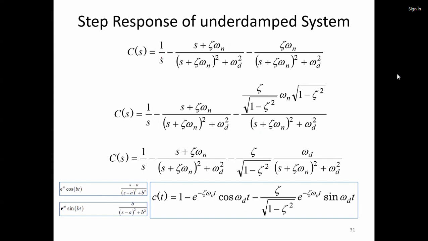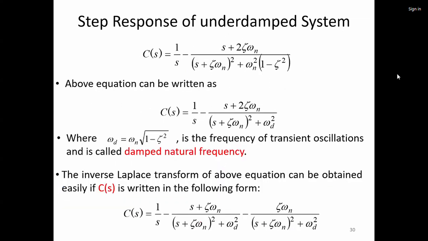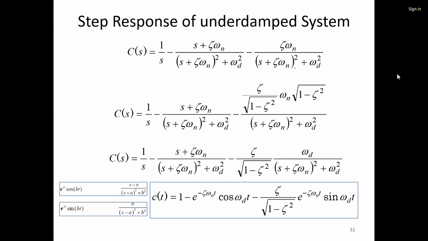You do that by again writing 1 over S plus this term, same as this term here, but you do some adjustment to this term. That is, you divide by square root of 1 minus zeta square and multiply by square root of 1 minus zeta square. Then this term becomes omega d now. So you have 1 over S minus S plus j omega n divided by S plus j omega n whole square plus omega d square, minus j over square root of 1 minus zeta square into omega d divided by S plus j omega n whole square plus omega d square. Now we have the Laplace inverse of each one of these terms.